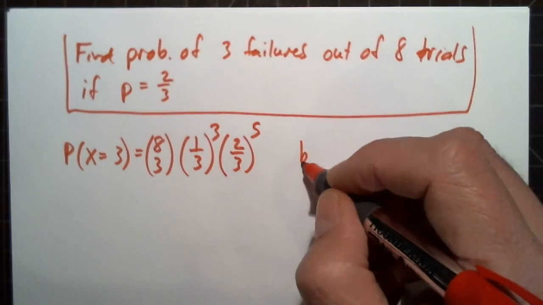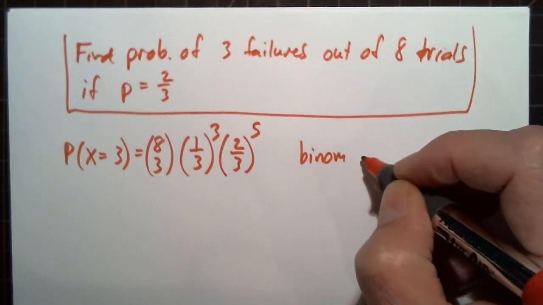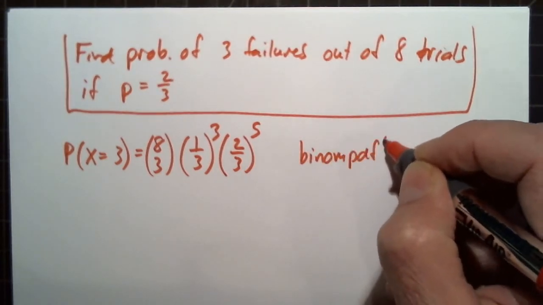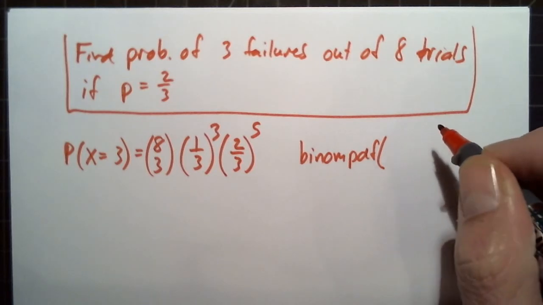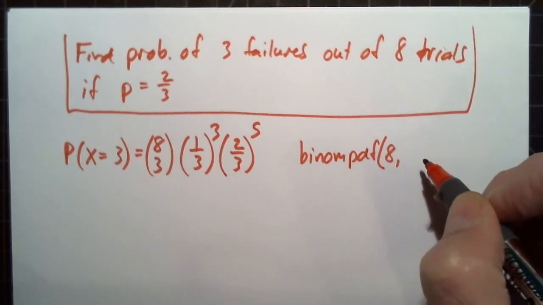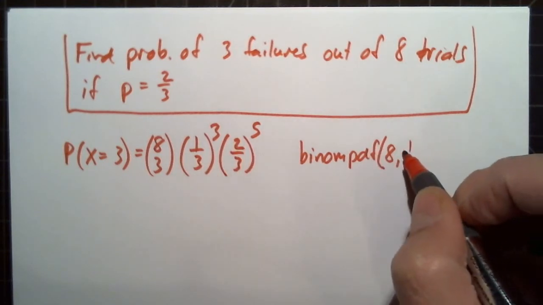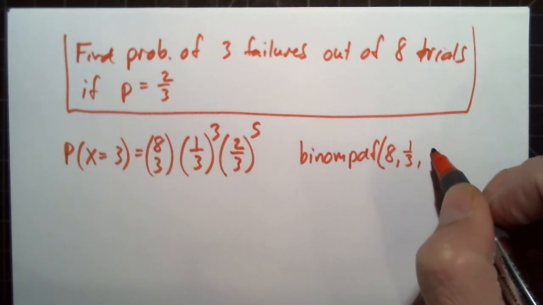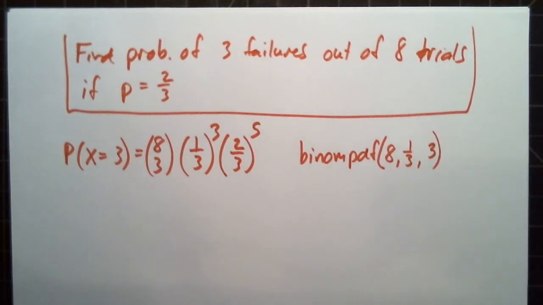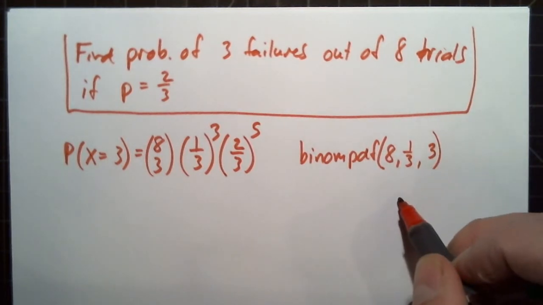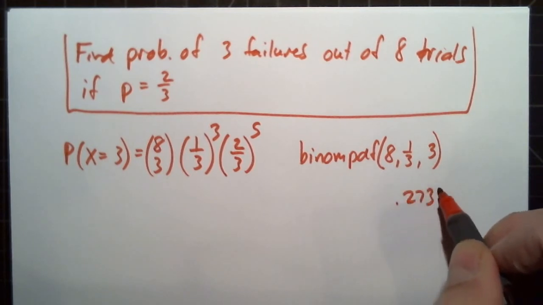Then on the calculator, binom PDF, n is 8. P, we would have to say it's 1/3, and then 3 for the number of those occurrences, and we would get 0.2731.